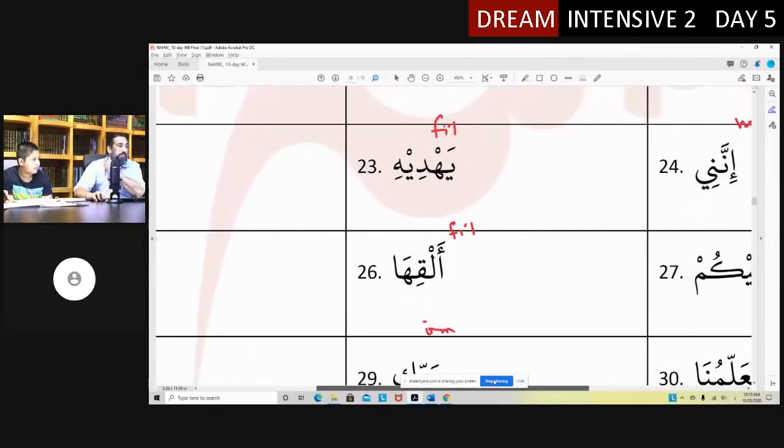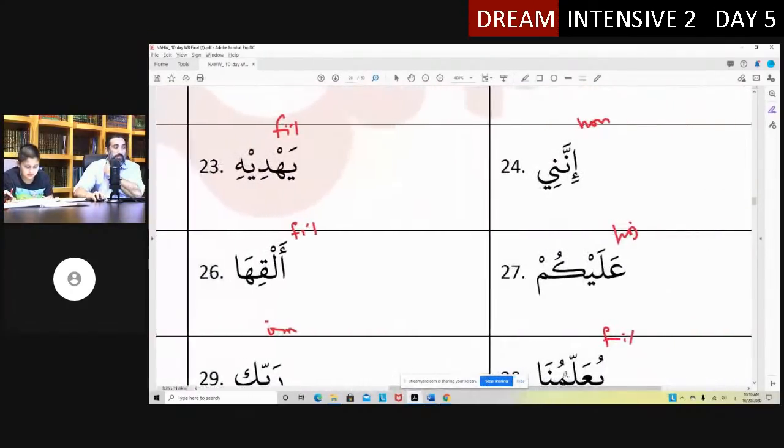Did you guys have trouble with this homework on page 20? No, not really. It was straightforward. It was just pronouns. The thing to remember is there's two times it's jar, there's two times it's nasab. What are the two times it's jar? If it is an attached pronoun attached to an ism, or if it is attached to a majrur, a harf of jar. Good. Those are the two times it's jar.